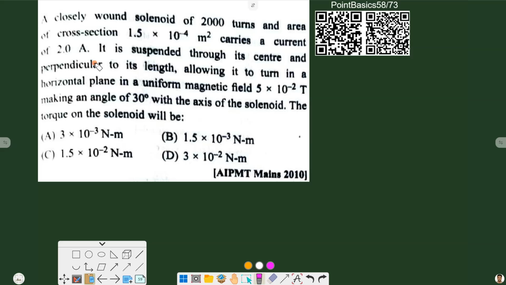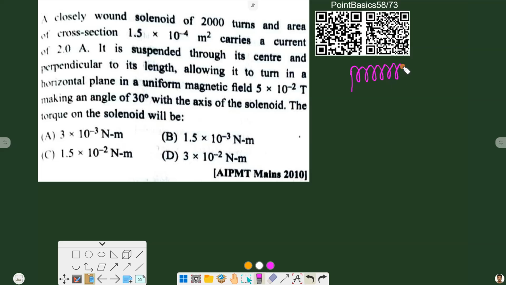A closely wound solenoid with 2000 turns, area of cross section and current mentioned, is suspended through its center and perpendicular to its length, allowing it to turn in a horizontal plane in a uniform magnetic field making an angle of 30 degree with the axis of the solenoid. The torque on the solenoid will be? Normally till now, we had a loop or a coil in which all the wires were close to each other. But in the case of a solenoid, the shape of the solenoid is something like this.